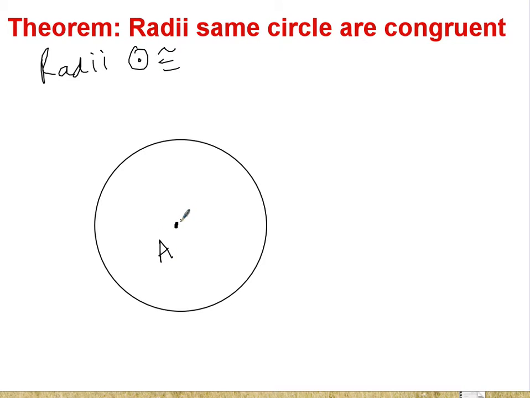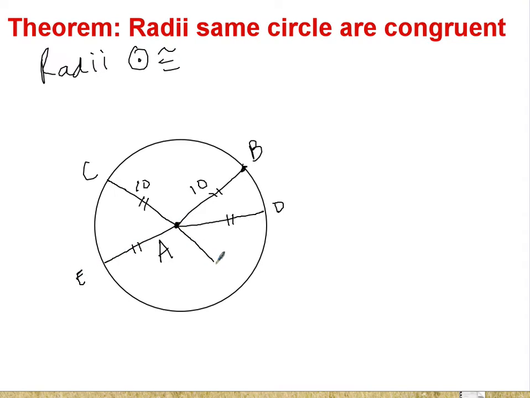If this is circle A, a radius is a segment that extends from the center of a circle to the edge of the circle. So this is AB, and let's say AB is 10. That means that any segment I draw, A to C, AC would also have to be 10. All of these radii that I'm drawing are going to be 10 units. They're all the same. So radii of the same circle are congruent. That's one basic thing we need to review.